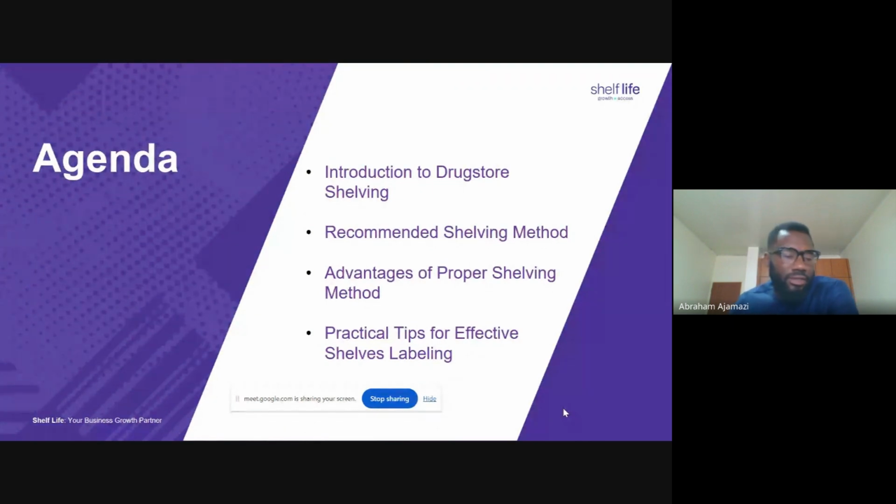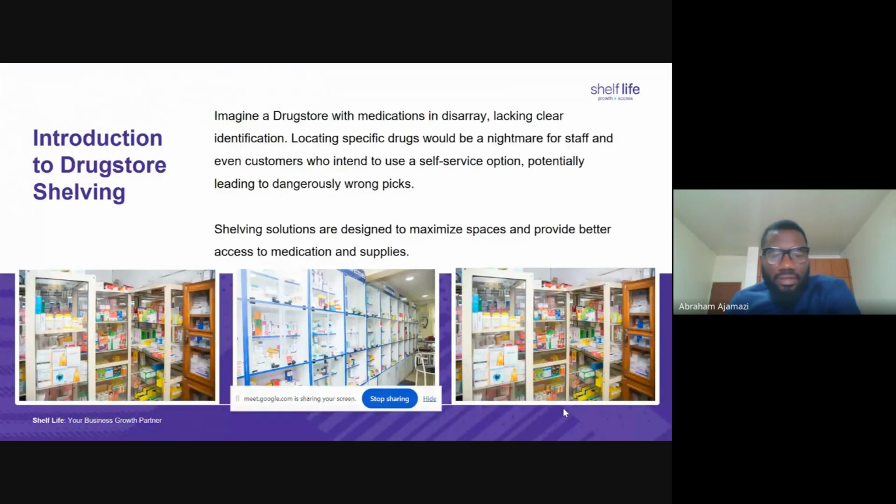I know my colleague has given a perfect recommendation on the particular type of shelving method that you need to carry out. And we'll be looking at the advantages as well and practical tips for effective shelf labeling. So let's dive into it immediately. I'll try to be very brief so that I don't overflog so many points that she had given us today.